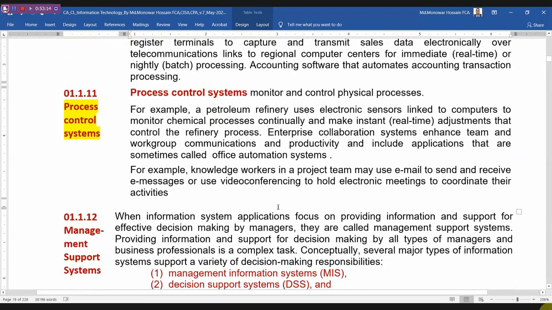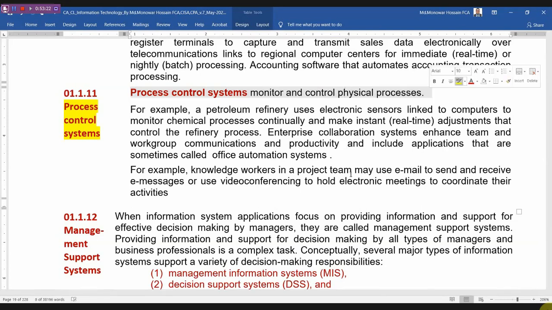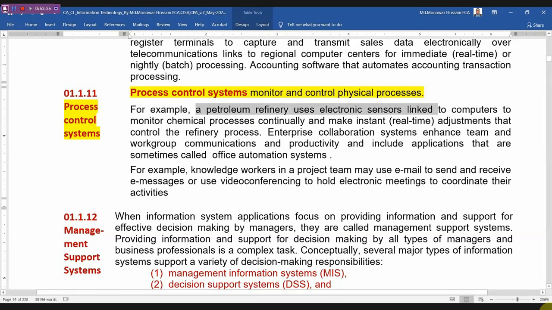Okay, now we will see the process control system. It monitors and controls physical processes, and we also know the process in the electronic side, but also in the manufacturing side. But here, look here, a petroleum refinery uses electronic sensors linked with a computer to monitor the process and make real-time adjustments in the refining process.